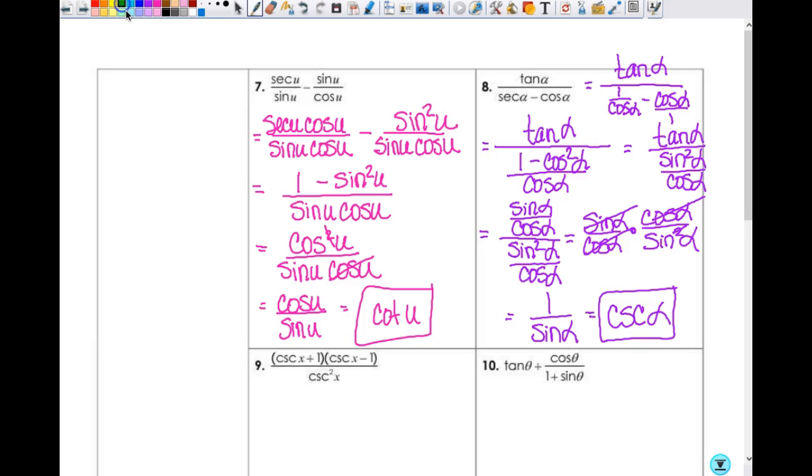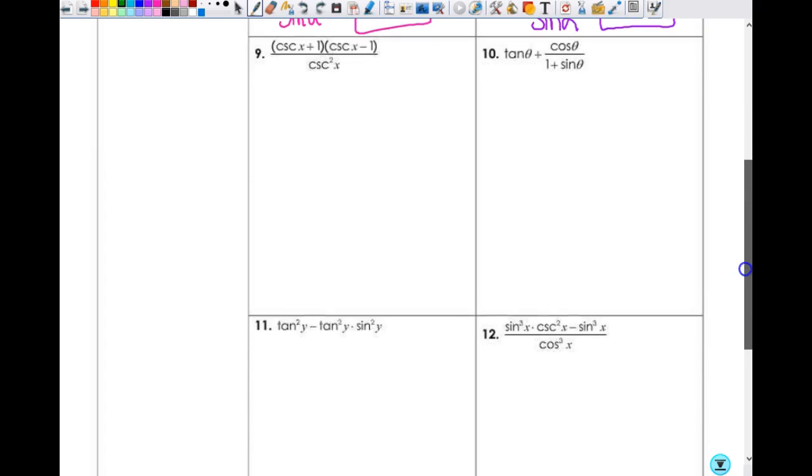All right, so let's look at number 9. Okay, so can I cancel anything out in number 9? No. I need to go ahead and multiply what's in the numerator. Is this any sort of special case that we have? It is. Do we know what it's called? We're not factoring, we're multiplying. If I have like x minus 3 times x plus 3, what's that called? It's the difference of squares.